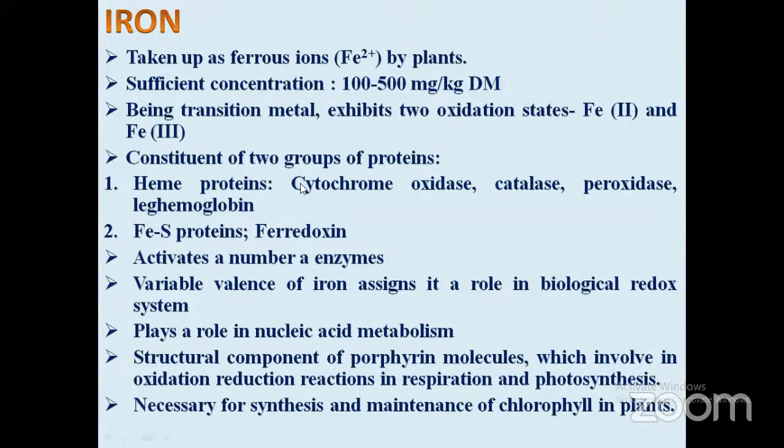Now, taking these micronutrients one by one, first one is iron. It is taken up by the plant in the ferrous form, Fe2+. In soil, ferrous and ferric forms, Fe2+ and Fe3+, both are there.